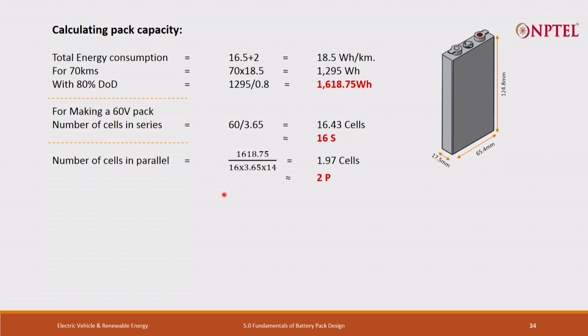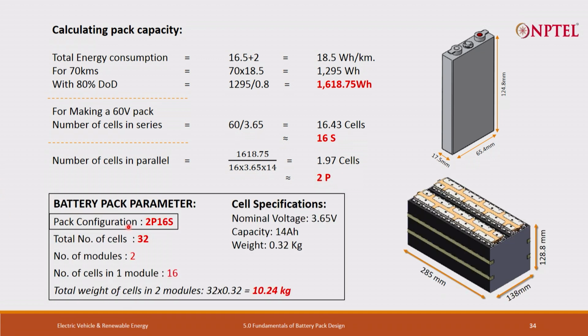Now, number of cells in parallel. What is the capacity of this cell? It is 14 Ah, correct? That's what we discussed last time during the electrical design of the battery pack. So, how many cells we require in parallel is 1.97 cells, but we cannot put 1.97 cells. So, what we can put is 2 cells. So, 2 parallel and 16 series. So, that's how it comes.